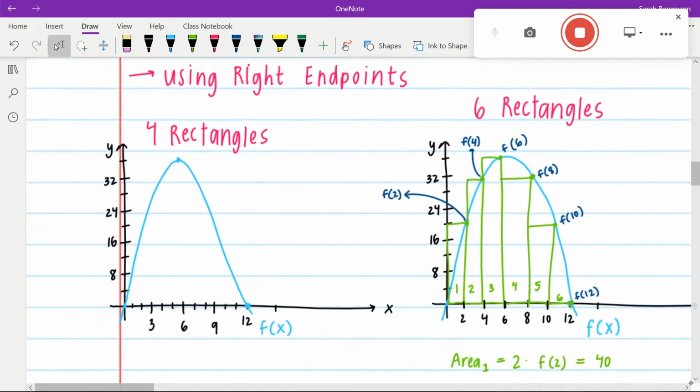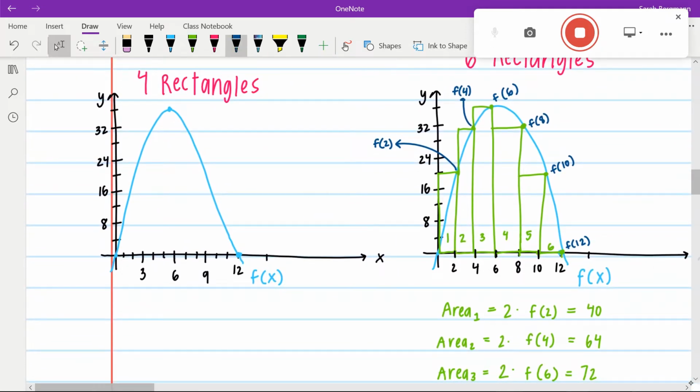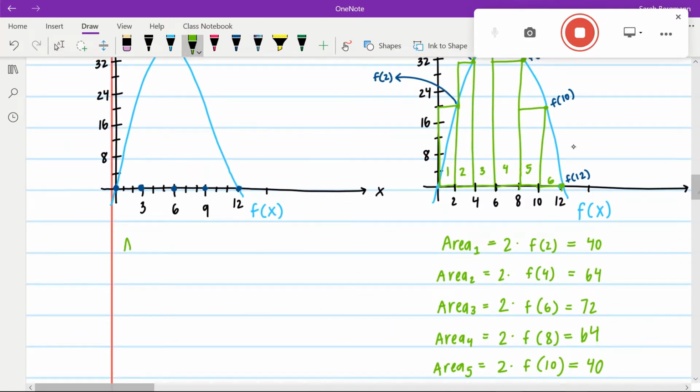Let's do an example. So first we're going to use right endpoints, and we're going to use 4 rectangles. So what we need to do is, we already know that we split this up into 4 rectangles, and each one has a width of 3. So what I like to do is go ahead and write this out. Area 1 for the first rectangle, area 2, area 3, and area 4. Since there are 4 rectangles. Obviously, if you have more, you'd have to keep going.